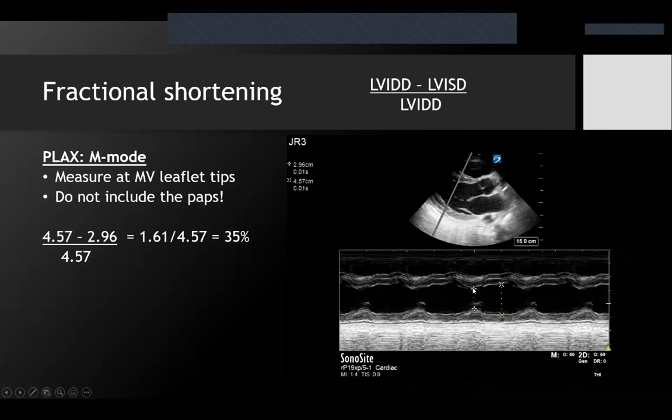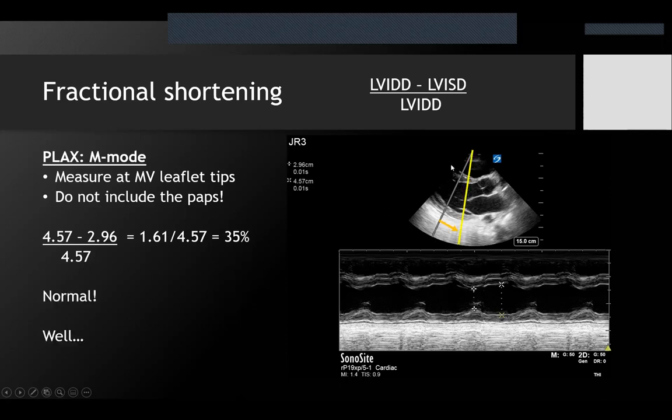So during systole, that internal diameter is going to be here, and you can measure it easily with calipers on the echo. I will show you how. And then end diastole, the machine will measure for you here. Our machine will even calculate for you the percent change, but I did it for us. So you can see 2.96 centimeters in systole, 4.57 centimeters in diastole. So that gives you a fractional shortening of 35%, which would be normal.